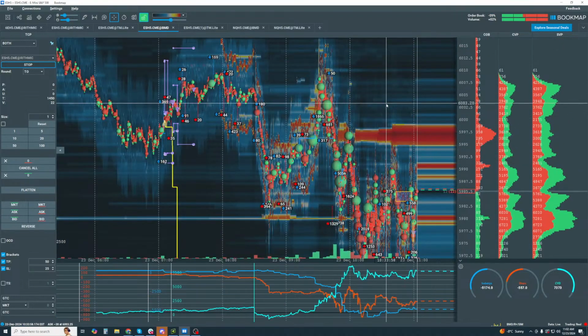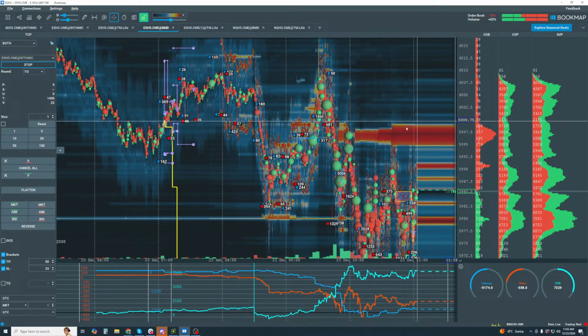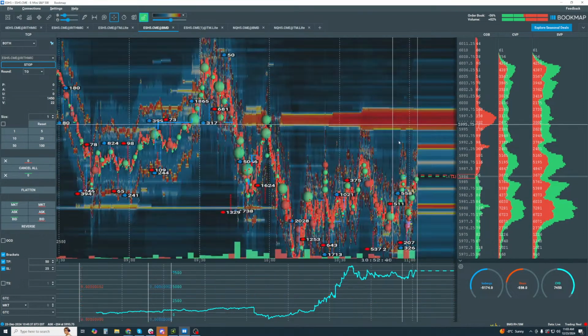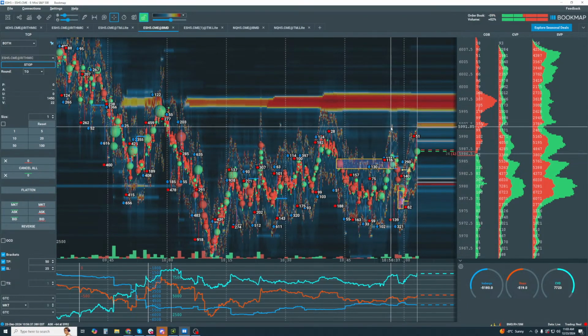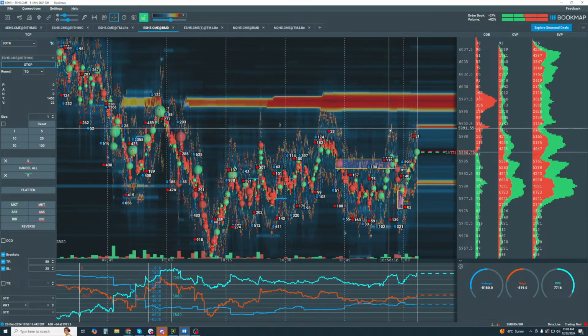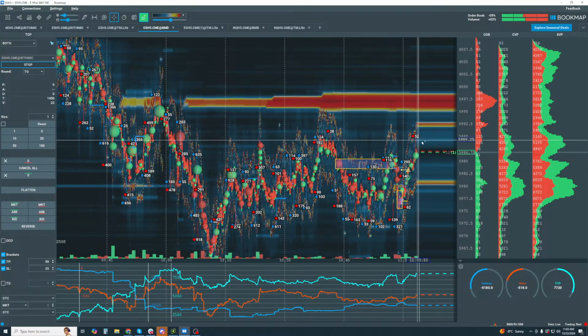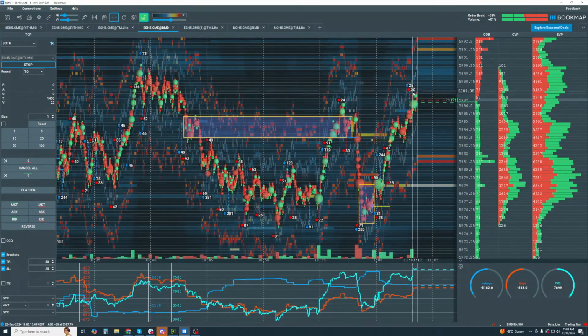Zoom out a little bit more. Huge wall of liquidity in front of 6,000 up here. Okay, that looks great. A bit of a stop run there. Just 50, 52.